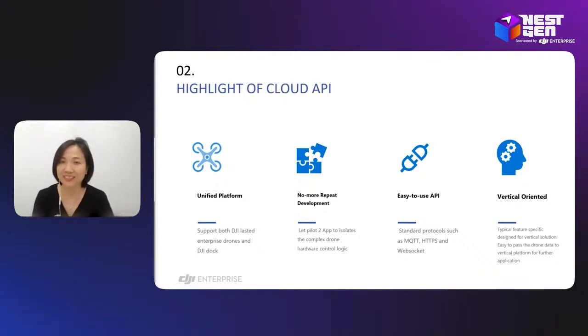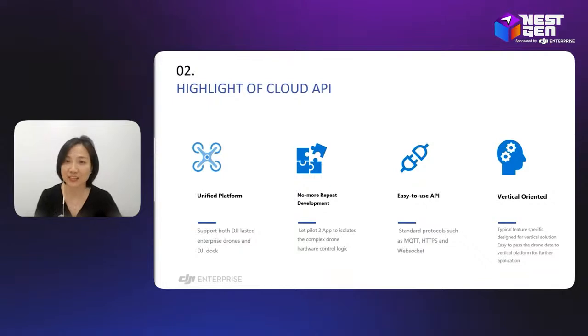Cloud API will let Pilot 2 app and the DJI Dock isolate the complex drone control logic. There is no need to develop the remote controller app if you just want to get some data or send commands to the drones. And there is no need to follow every update of the hardware if the APIs stay the same. It will also be very easy to use because Cloud API adopts standard protocols such as MQTT, HTTPS, and WebSocket, so it will be quite easy for developers to start.